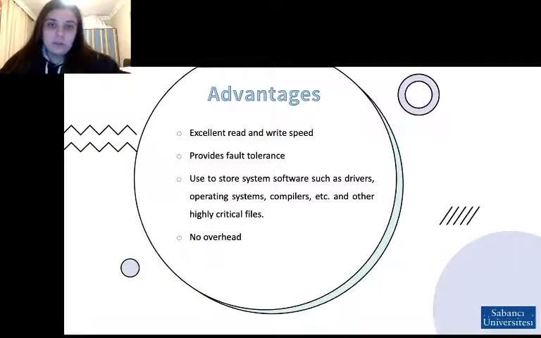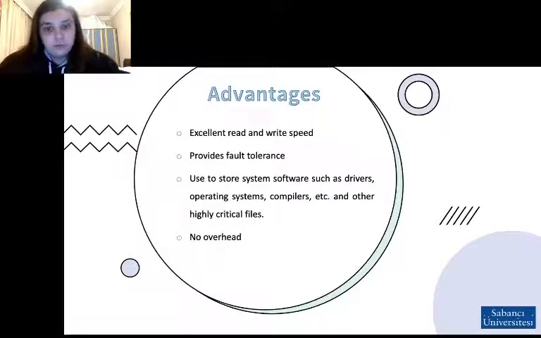Advantages of RAID 1. RAID 1 offers excellent read speed and a write speed that is comparable to that of a single drive. On read, it chooses the fastest to read. Read performance is 2 times better than a single drive. Write performance is the same as a single drive.